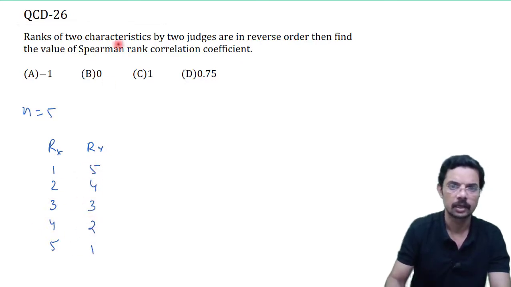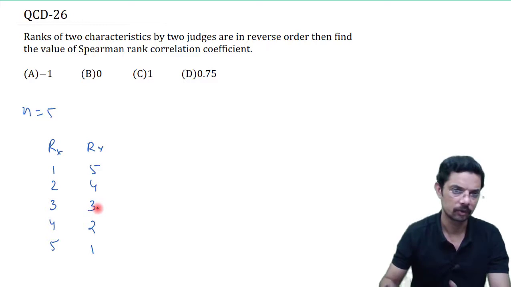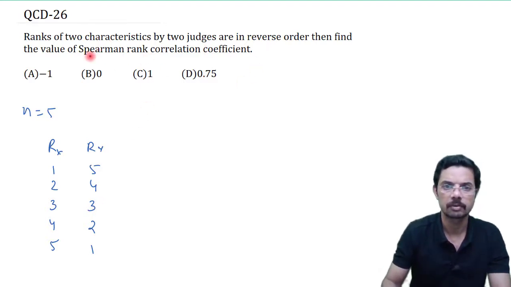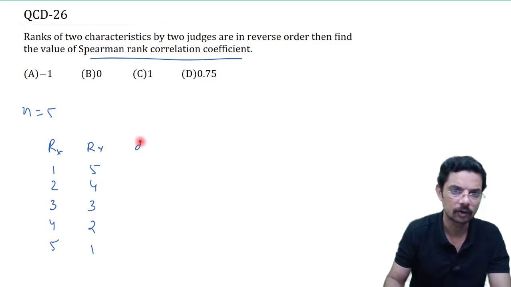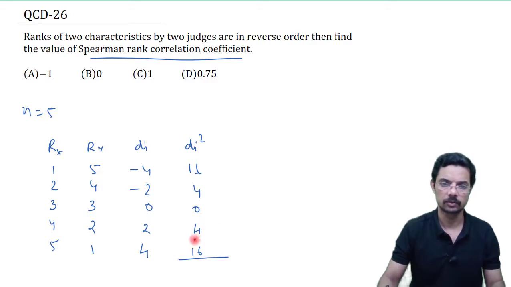This is given to us, right? The ranks given by the two judges are in reverse order. So what is the Spearman's rank correlation coefficient? We need to find out di. So di will be minus 4, minus 2, 0, 2, and 4. Then di square will be 16, 4, 0, 4, 16. What is the sum? 16 plus 4 plus 4 plus 16 is equal to 40. This is sigma di square.